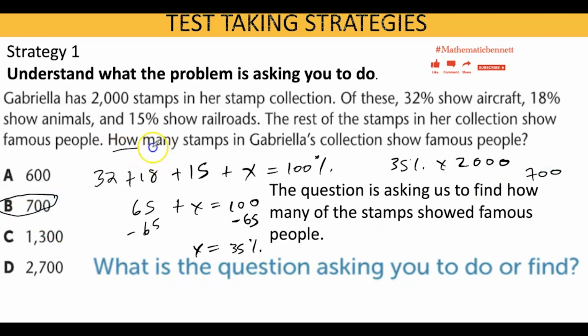So remember, the last part of the sentence basically told us what the question wants us to do. It wants us to find how many stamps were famous people.